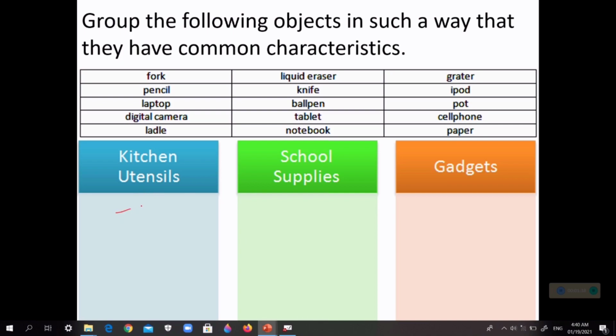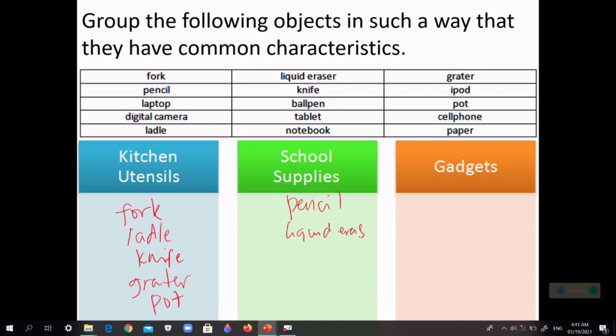The first one is fork, followed by ladle. We also have knife, grater, and correct, we have pot. How about in school supplies? What are those objects? We have pencil, liquid eraser, correct? Another is ball pen, notebook, and paper.